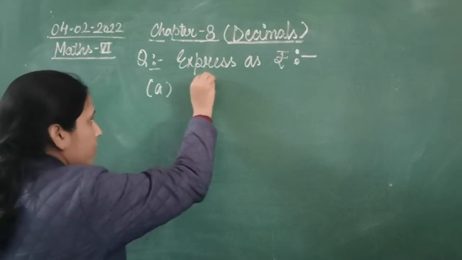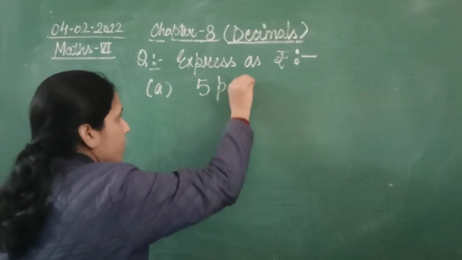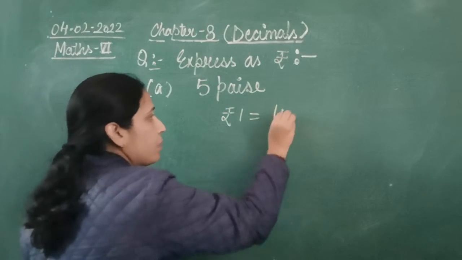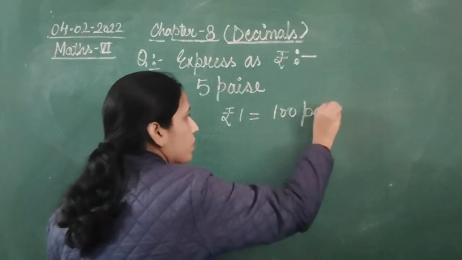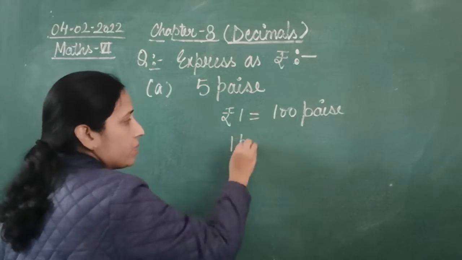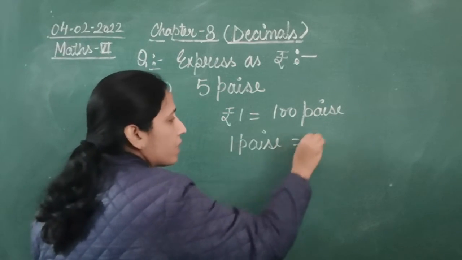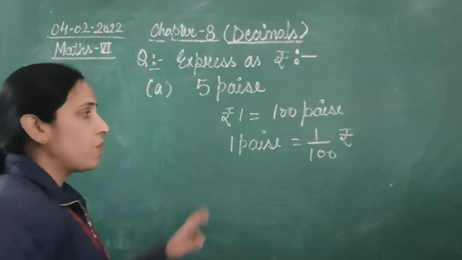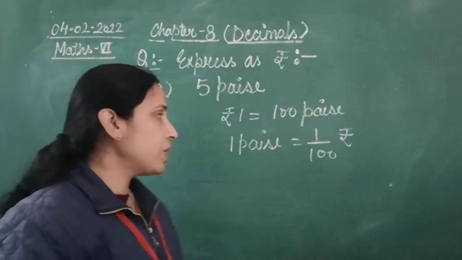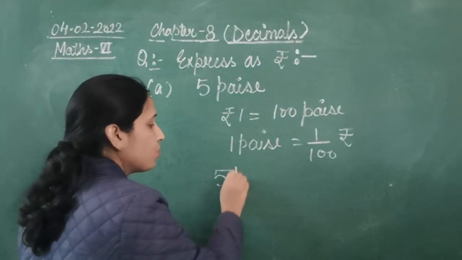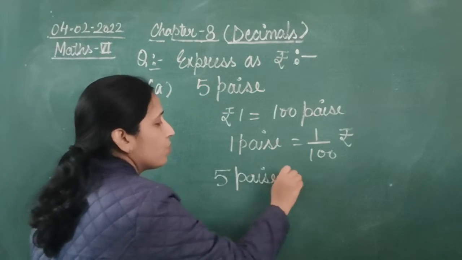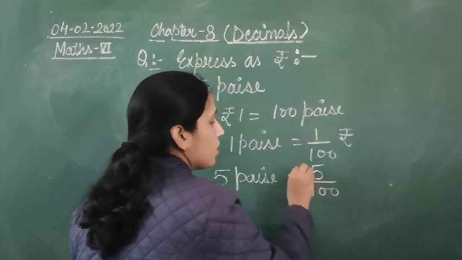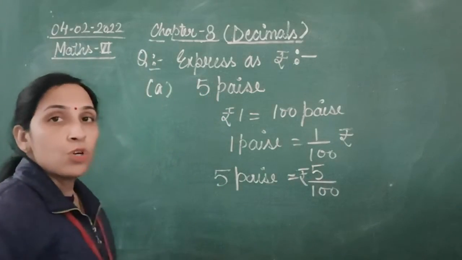So the first part is 5 paise. We all are aware that in rupee 1 we have 100 paise. Or sometimes you can write it this way, that 1 paise is equal to 1 by 100 of a rupee. It means if 1 paise is equal to 1 by 100 of a rupee, then 5 paise is equal to 5 divided by 100. And this answer you will be getting in rupees only.